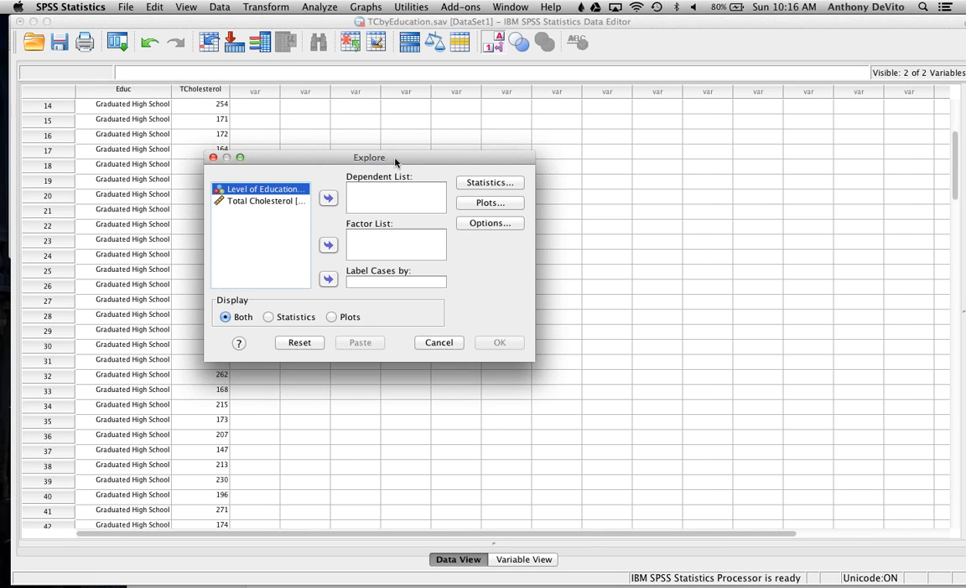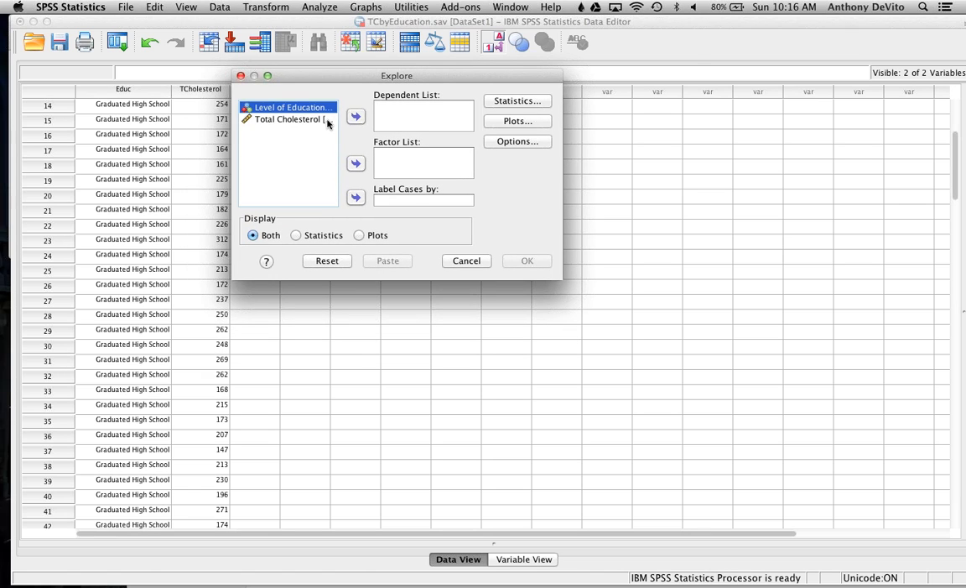When I go into Explore, my numerical variable is going to go into my dependent list. That's total cholesterol, my numerical variable. You can see it by the little ruler representing it.